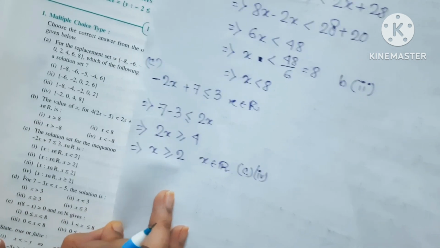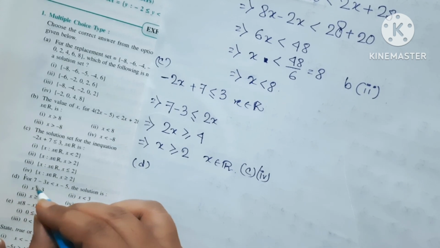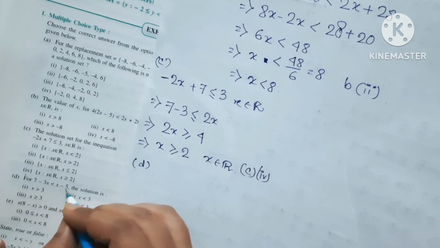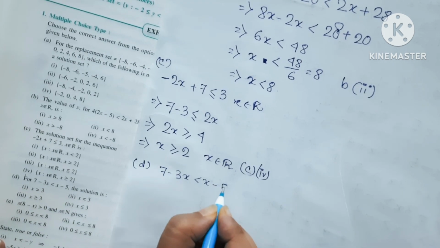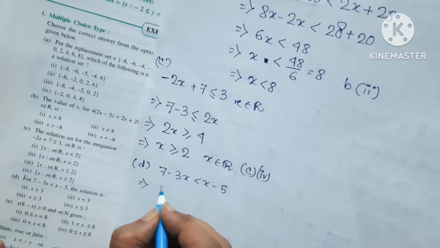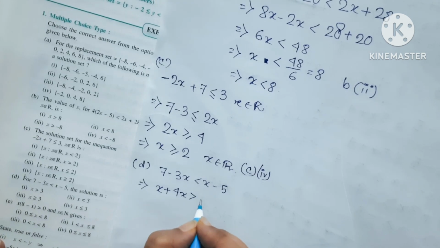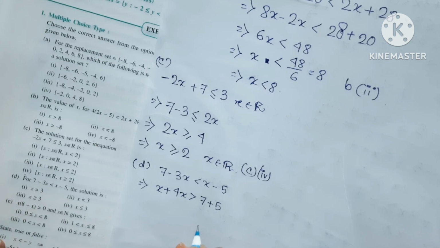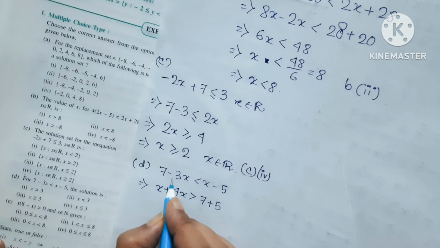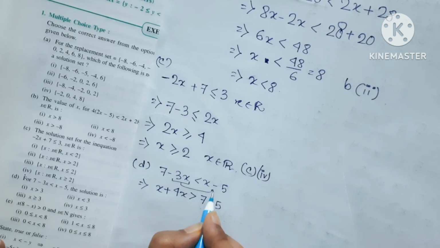Now question number D. See the question. For 7 minus 3x is less than x minus 5. So x plus 4x is greater than 7 plus 5, right? What I have done in this step, I have transferred this one to there.